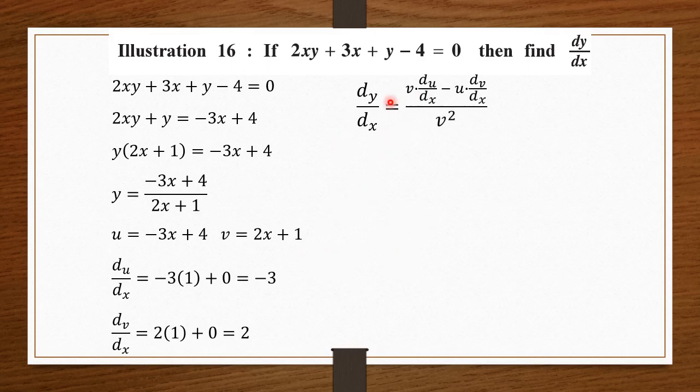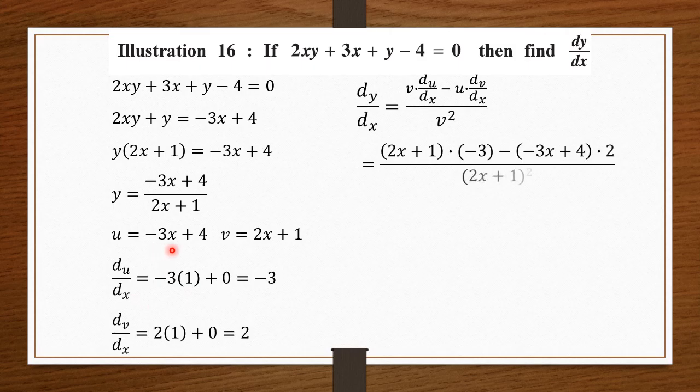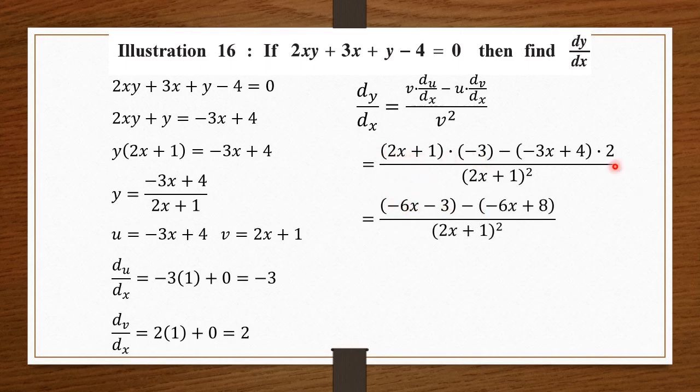So putting these four values into our equation, v is 2x plus 1, du upon dx is negative 3, u is negative 3x plus 4 into 2, and in the division, v is 2x plus 1 whole square. Next I am going to multiply negative 3 with the value here, so negative 6x minus 3, and 2 with negative 3x will be negative 6x, and 2 into 4 is 8.